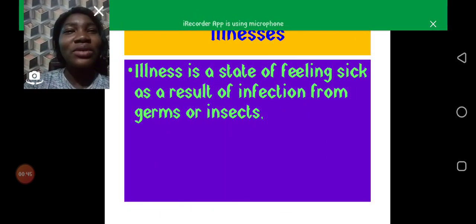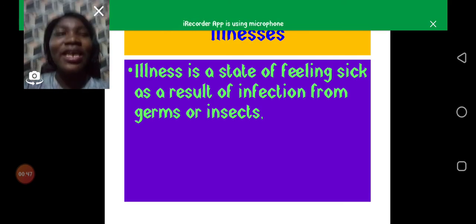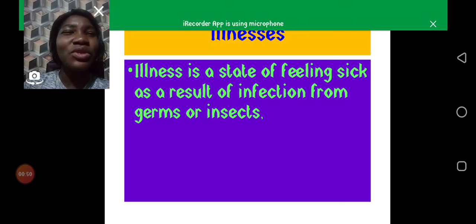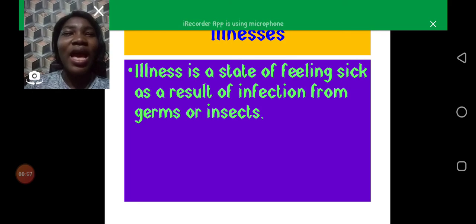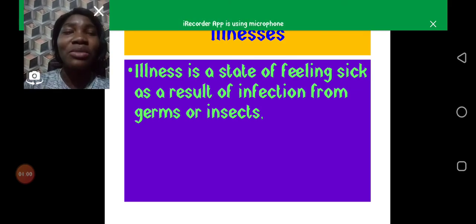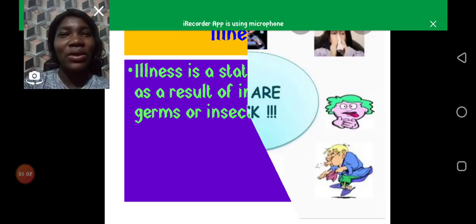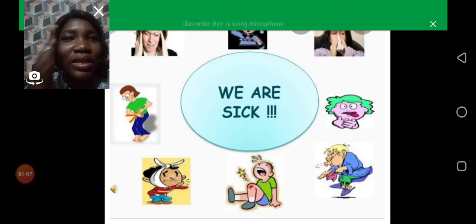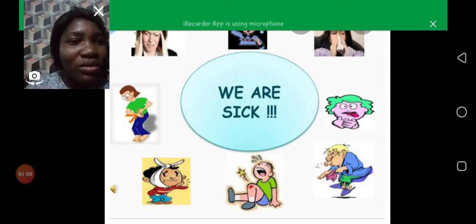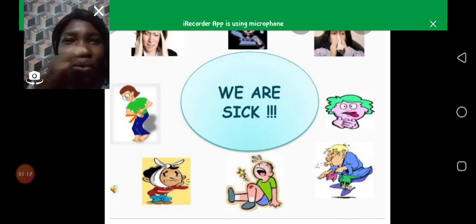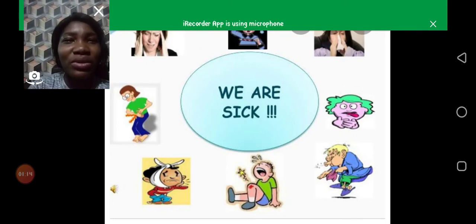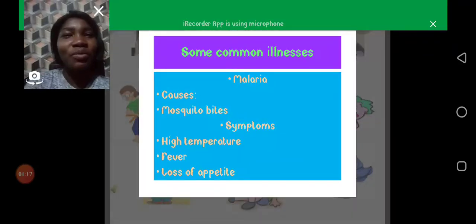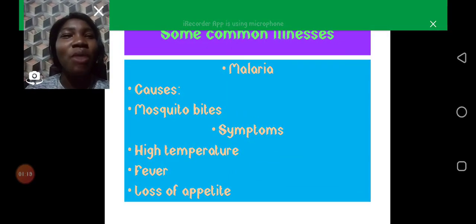Okay, let's look at what illness is. Illness is a state of feeling sick as a result of infection from germs or insects. Can you see pictures of those who are sick? The one with fever, the one that has cold. These are different pictures of people who are sick. So we want to look at some common illness.